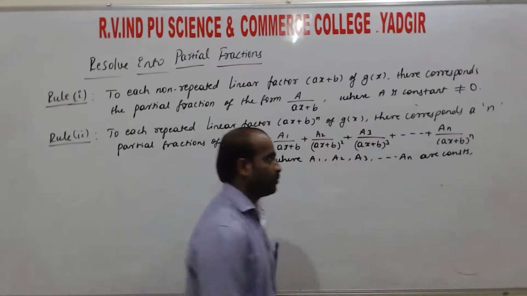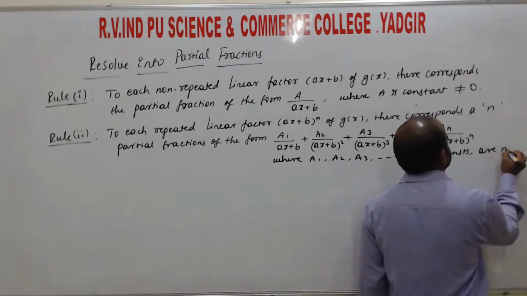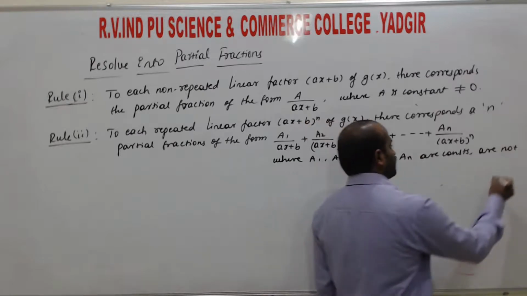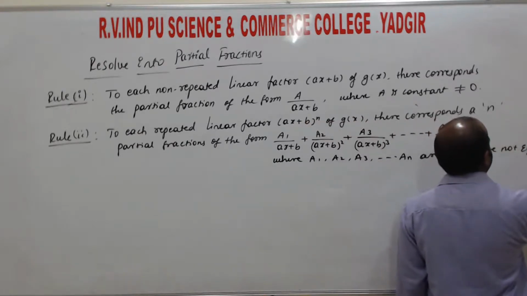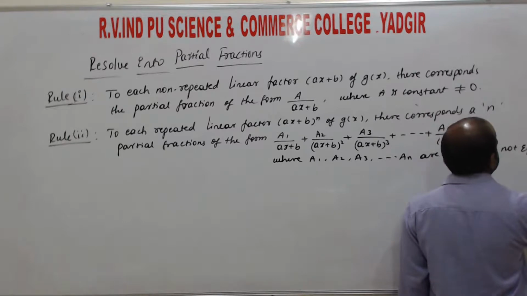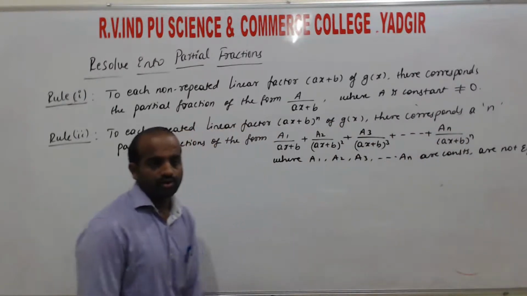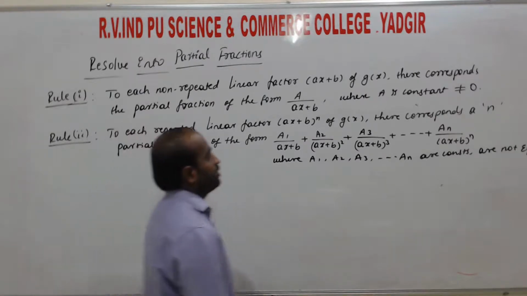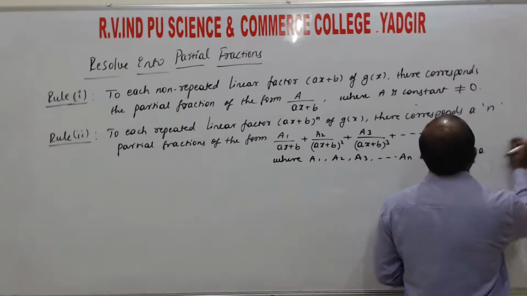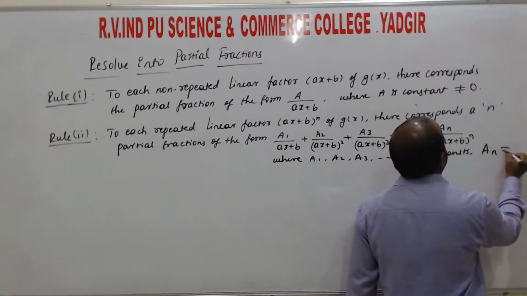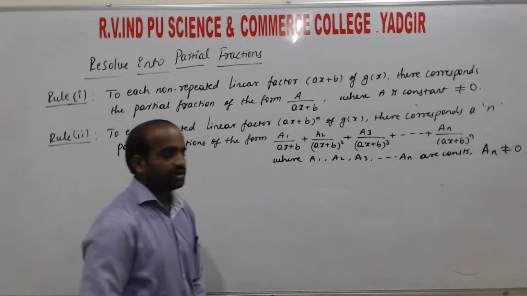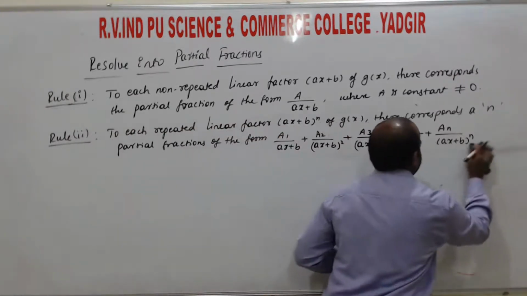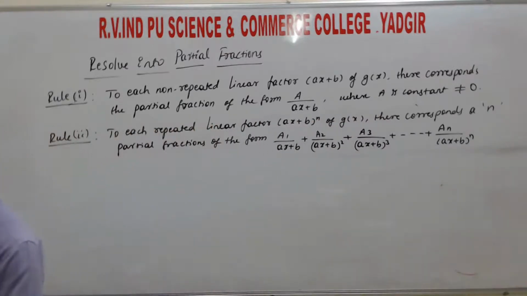They are not both 0, not equal to 0. These are constants, and an is not equal to 0. Next, the third one. Only four rules are there.